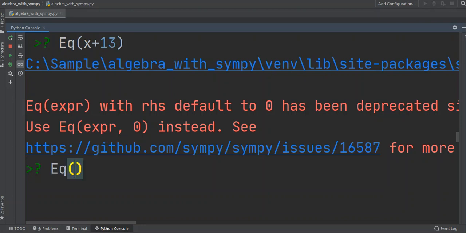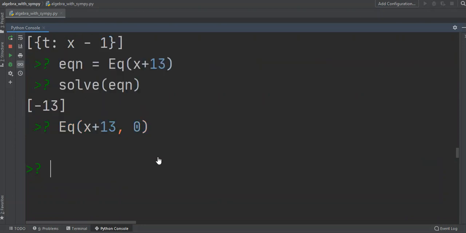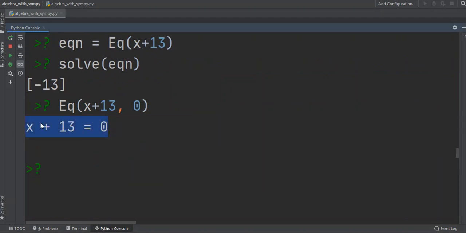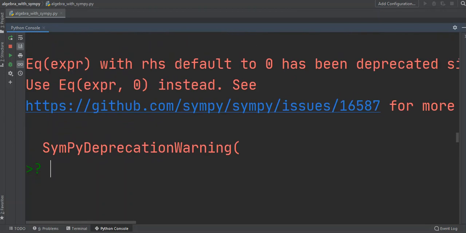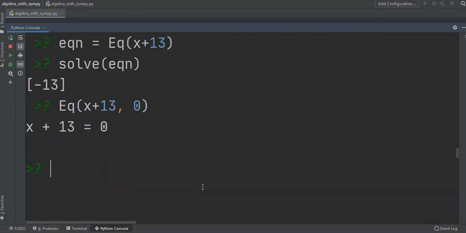So if I do EQ x plus 13 comma 0, which remember is the same thing I did up here, it's going to also give me x plus 13 equals 0, but this time nice and clean. My computer's happy, Python's happy, SymPy's happy, no angry text. So that would be the recommended approach. The best practice is to do EQ expression comma 0, even if it might be faster just to do EQ expression.